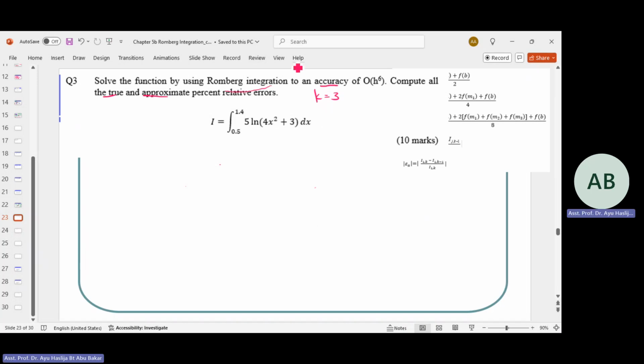To an accuracy of O(h^6), which means level 3. Okay, compute all true and approximate error. How do we know O(h^6) is level 3? You should know it starts with O(h^2), O(h^4), and O(h^6). So level 1, level 2, level 3. O(h^2) is found using trapezoid rules. Level 2 and 3 use Romberg's rule.